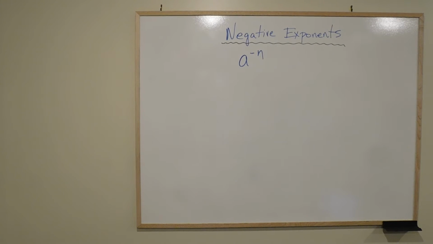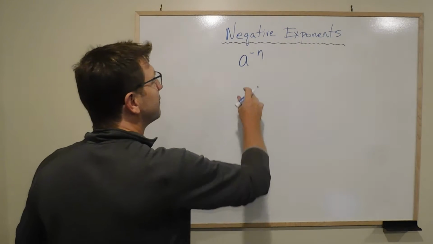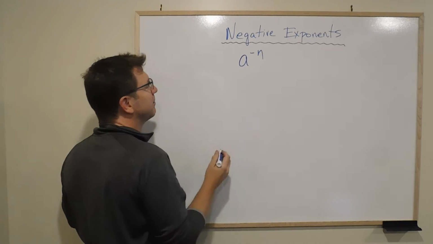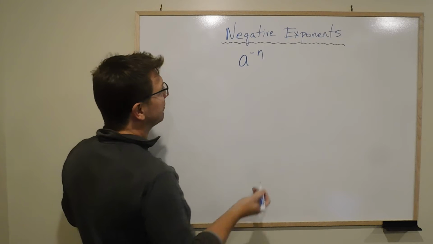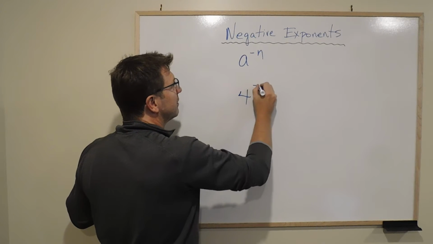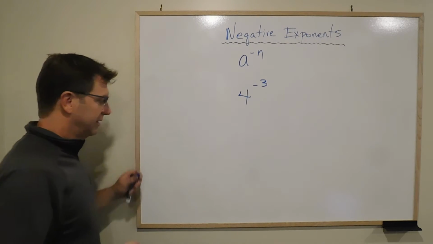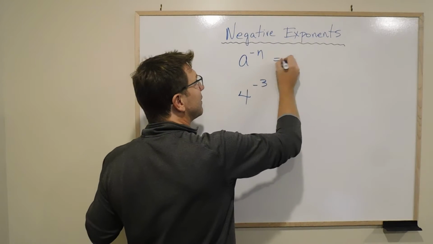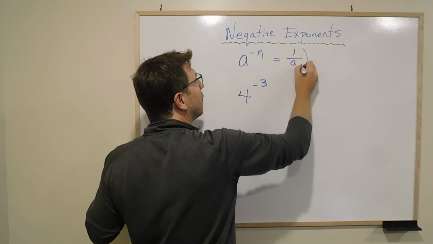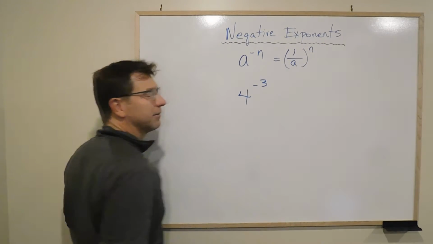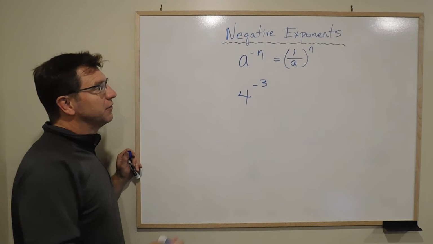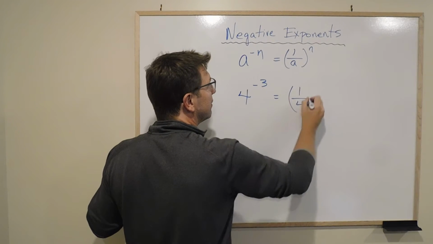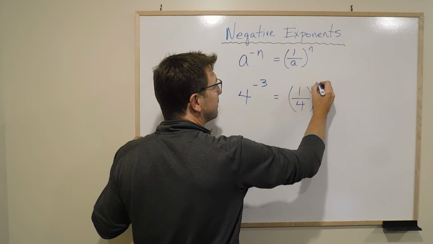Okay, negative exponents, very exciting. That's when your exponent is negative. Doesn't mean the base is negative, just the exponent. Let's say I deal with something like 4 to the negative 3. The way you solve that is you take the inverse, make it 1 over a to the positive n. So if we have actual numbers, you can make it 1 over 4 to the positive 3.